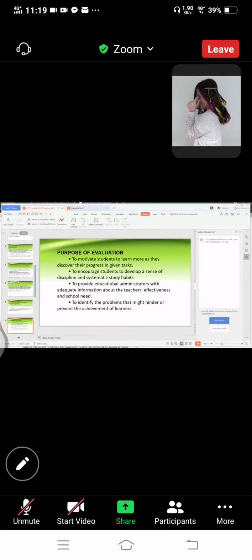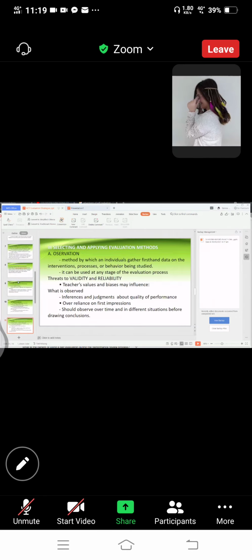And lastly, to identify the problems that might hinder or prevent the achievement of learners. And last topic is selecting and applying evaluation methods. First is observation. So observation is a method by which an individual gather first-hand data on the interventions, processes, or behavior being studied. It can be used at any stage of the evaluation process.